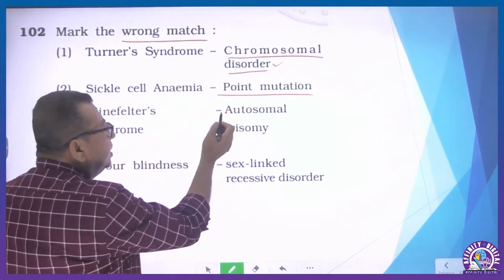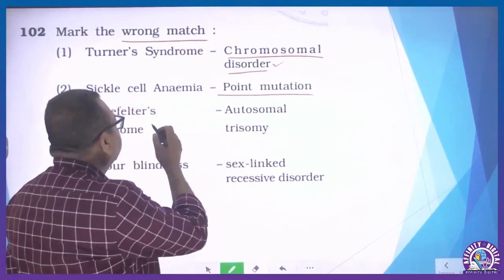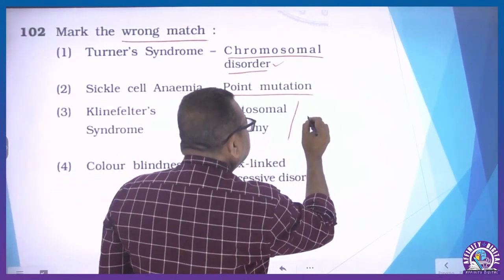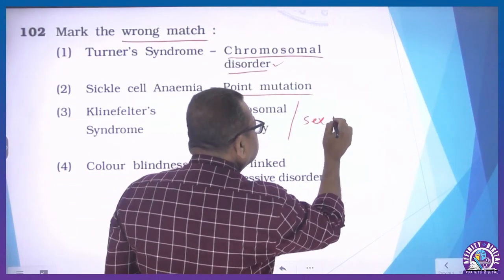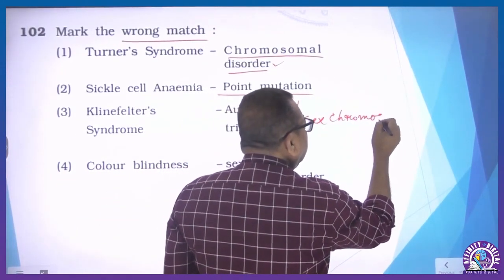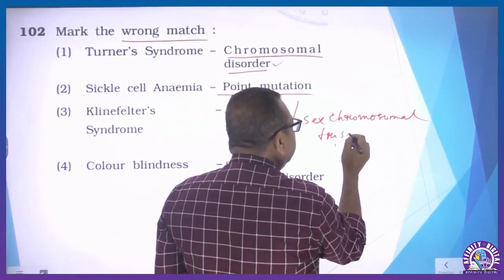Klinefelter syndrome has been matched with autosomal trisomy. So Klinefelter syndrome is not an autosomal trisomy. It should be what? It is sex chromosomal trisomy, not autosomal trisomy.